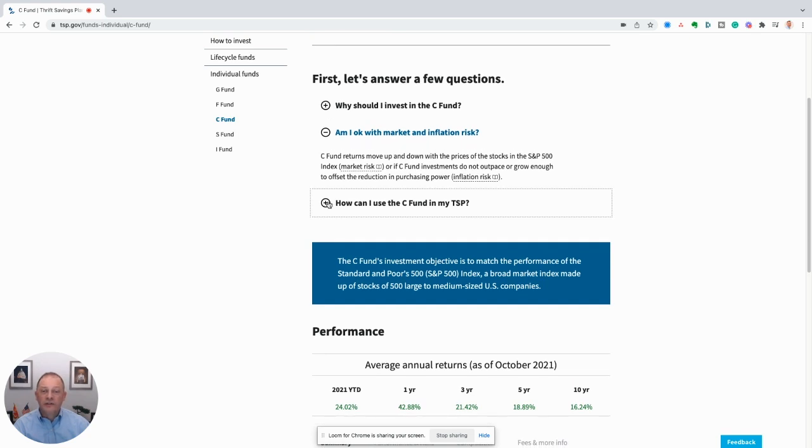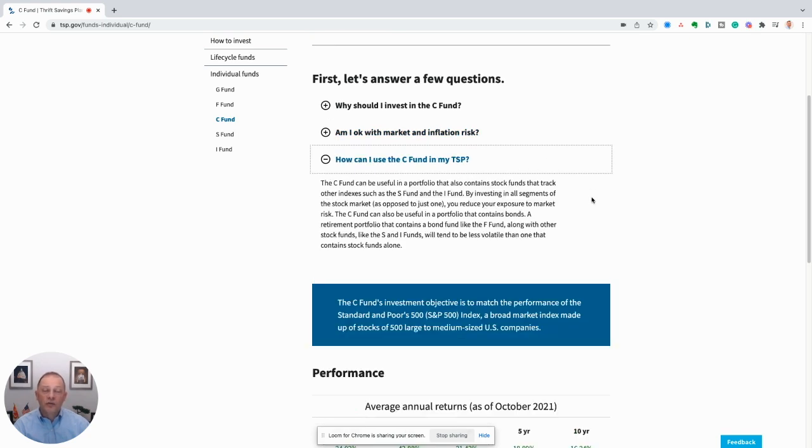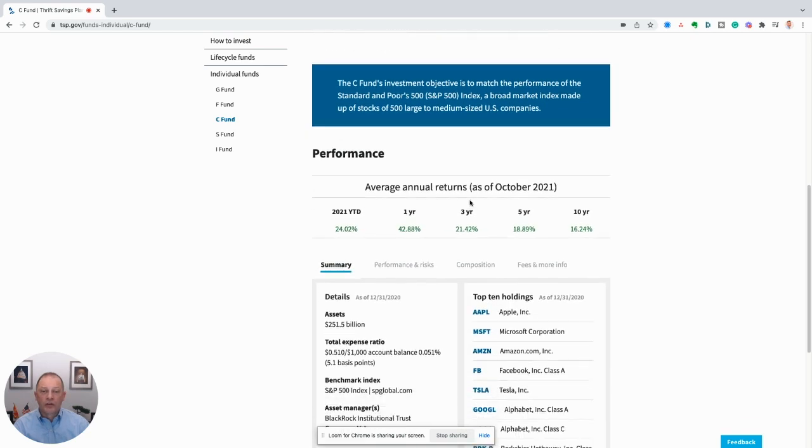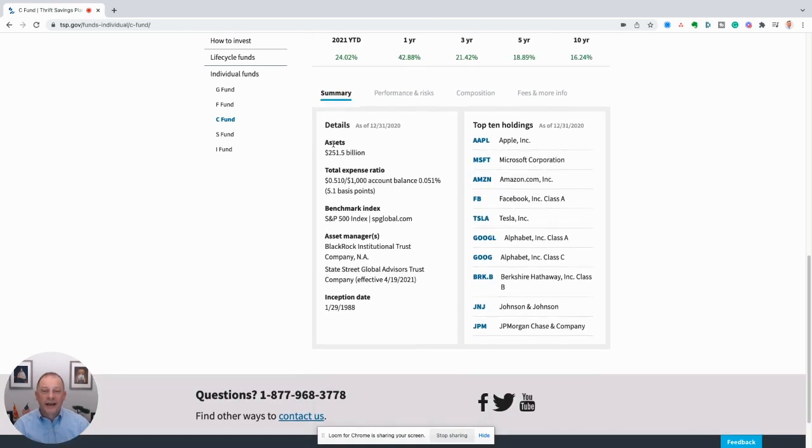How can I use the C fund in my TSP? And this is very important. Even on the TSP website, it says to diversify using the C, the S, and the I, so you get to do some diversification with the other stocks or equity funds. Now, this doesn't say that you shouldn't be using the G and the F, because most people's portfolios should have a mix between stocks and bonds. All right. When we look down again, average performance, we've seen this. Assets, $251 billion. Asset manager was BlackRock, now State Street, effective April of 2021. And I already said the inception date is 1988.